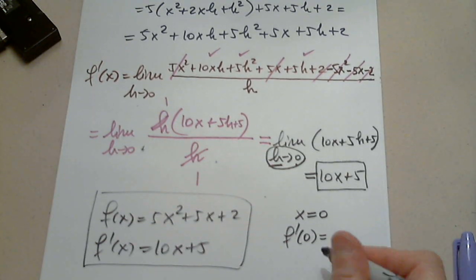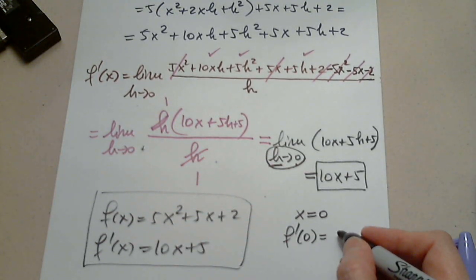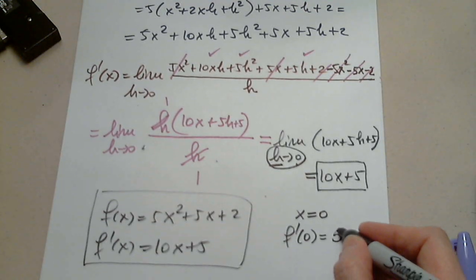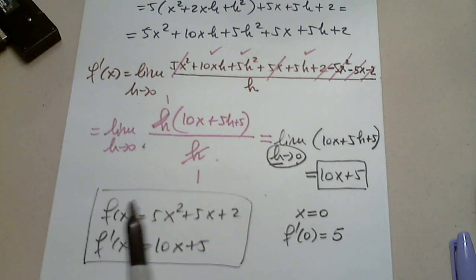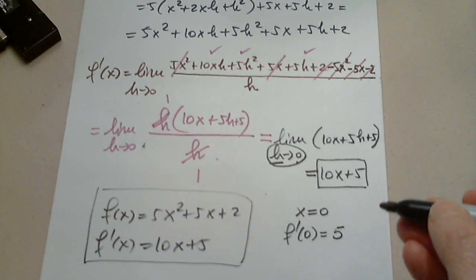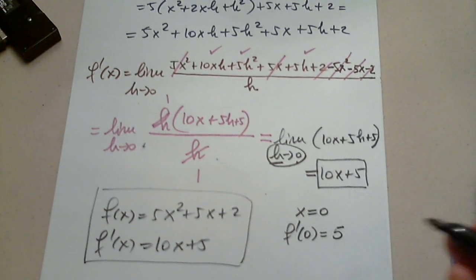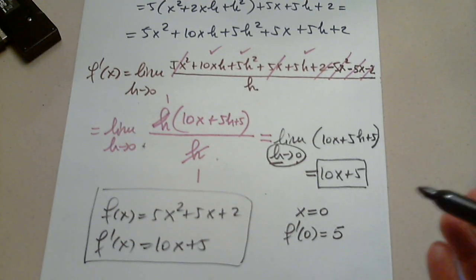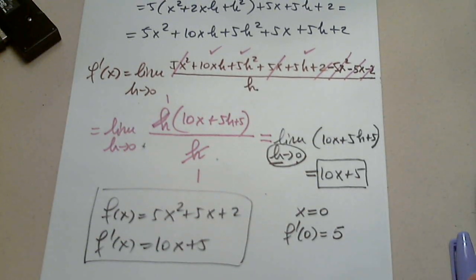Okay, so if I say to you, when x is 0, find f prime of 0. How much? Would it just be 5? Exactly. So for this function, when x is 0, the rate of change of the function is 5. Kilometers per hour, miles per hour, dollars per unit, cubic inches per dollar, whatever it is.